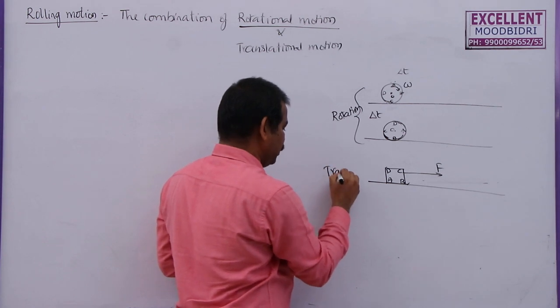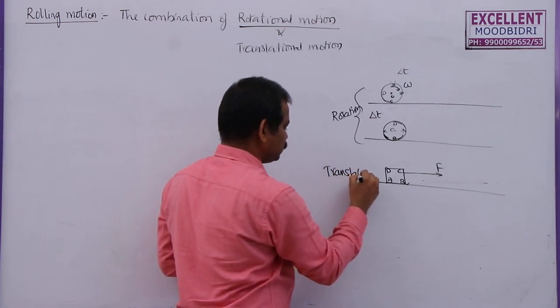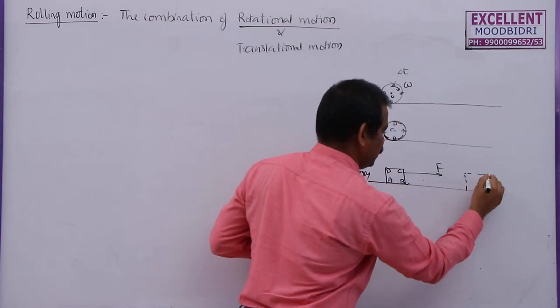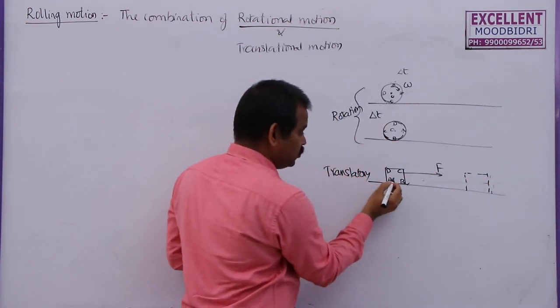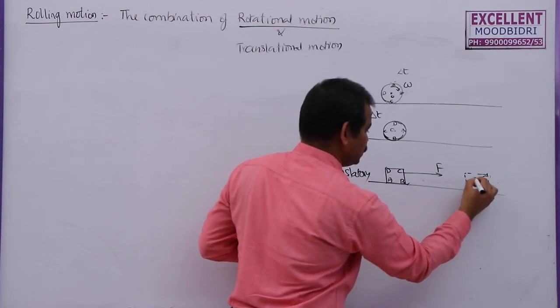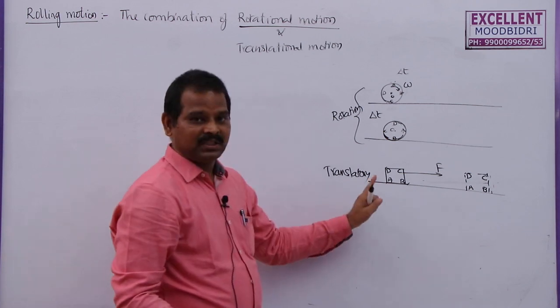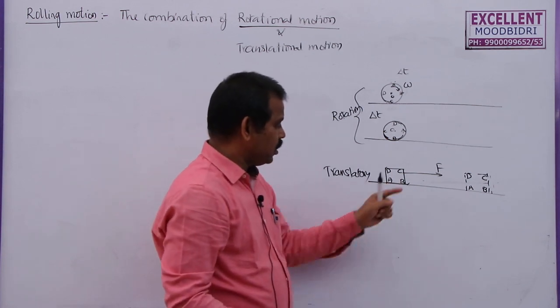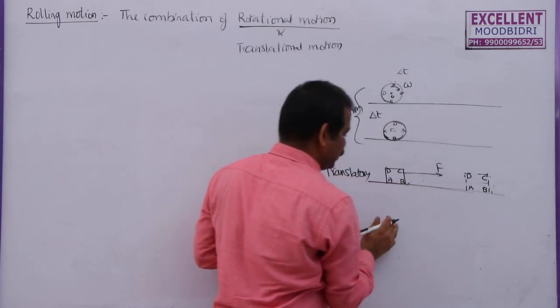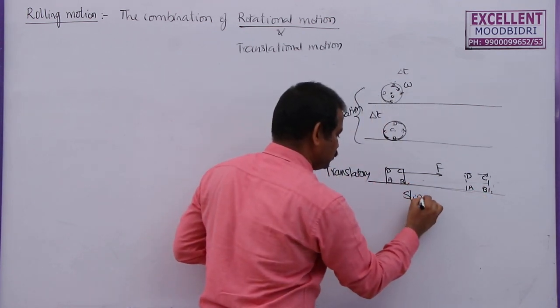In translatory motion, after some time, if you take this body here, the position of A will be there only, the position of B will be this one only, C and D as well. That means the relative position of the points of the body is not changing in a translatory motion. So this actually we could call slipping of a body also.